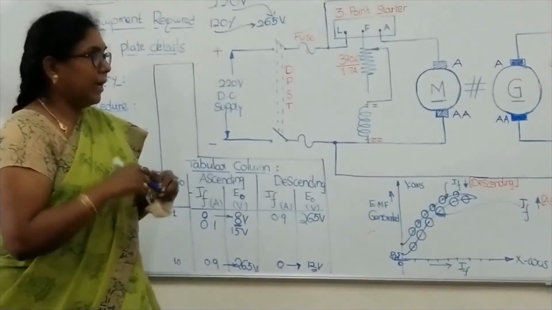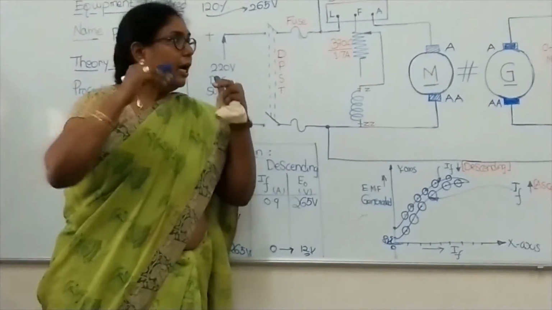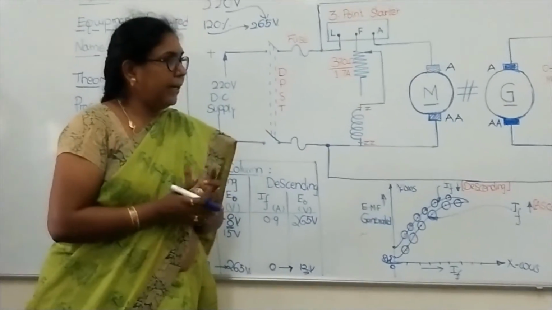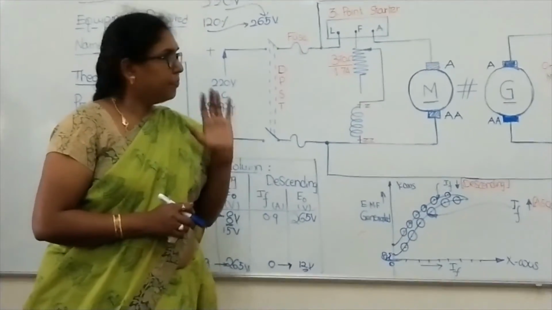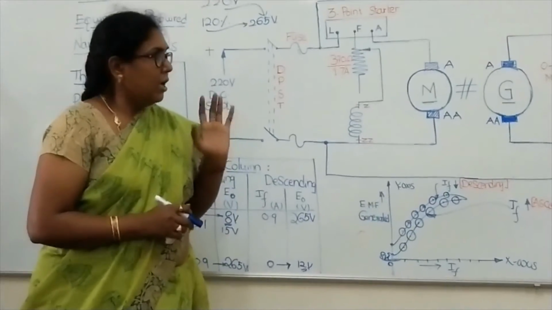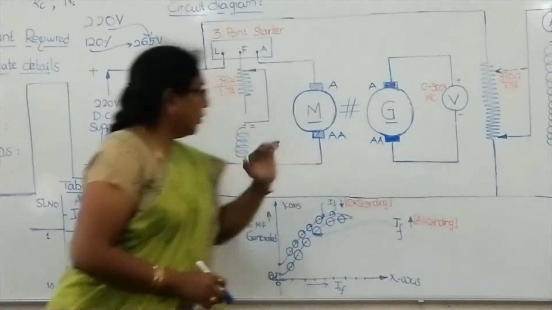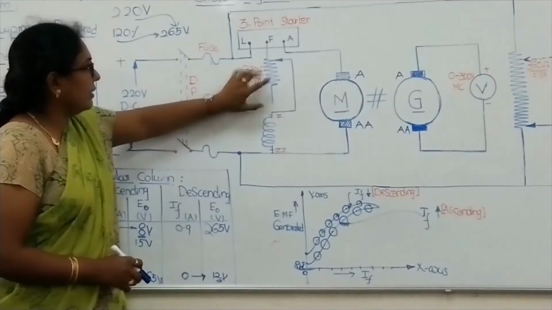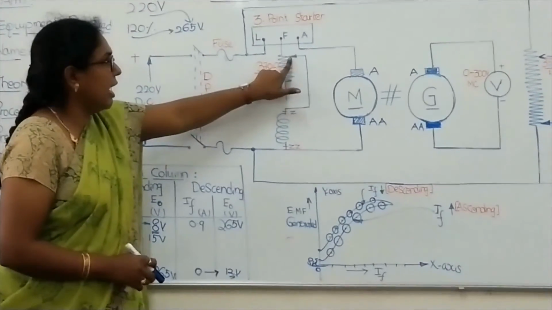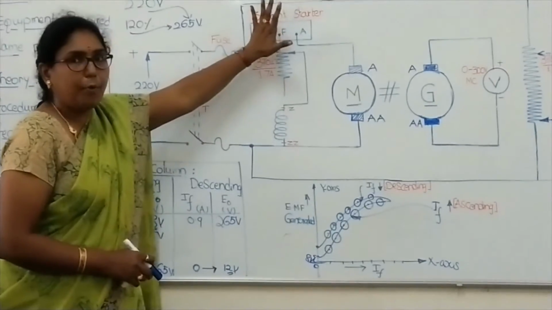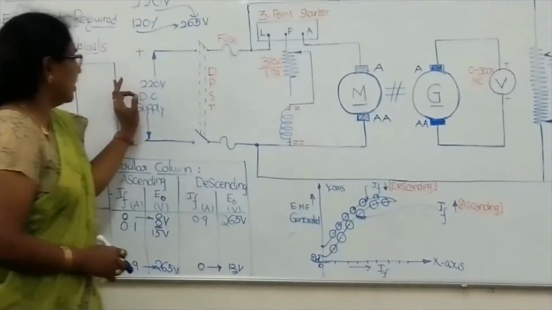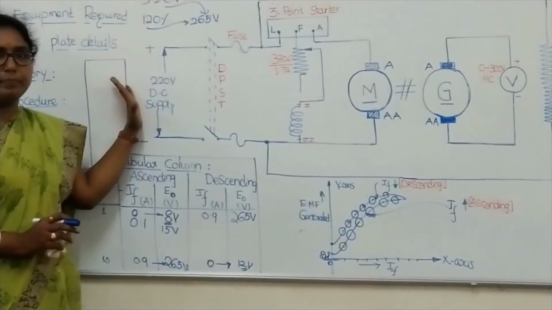Let me tell you another point. After completing your experiment, we need to switch off this motor generator set. Once you bring the potential divider back to the initial position, bring the field rheostat back to the minimum position, and then don't touch the 3-point starter. Simply switch off the supply to the DC motor.